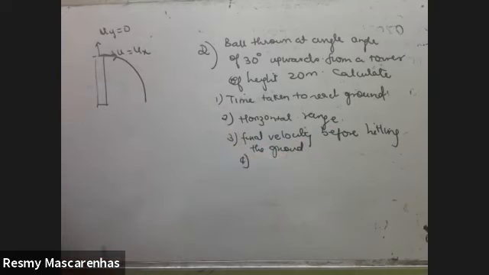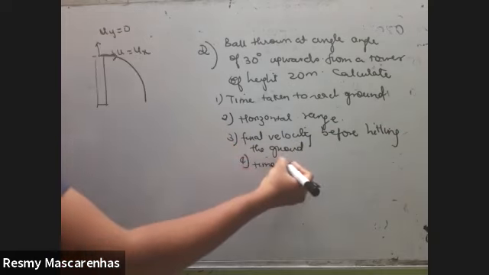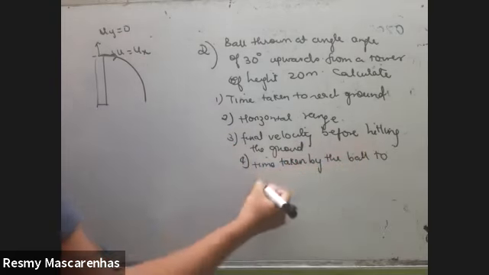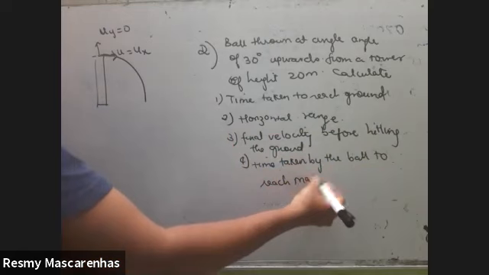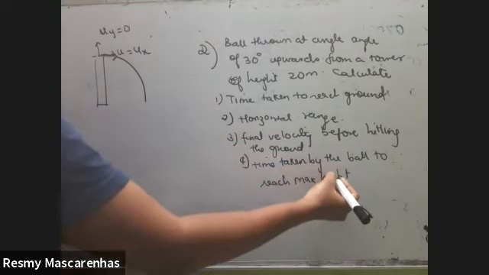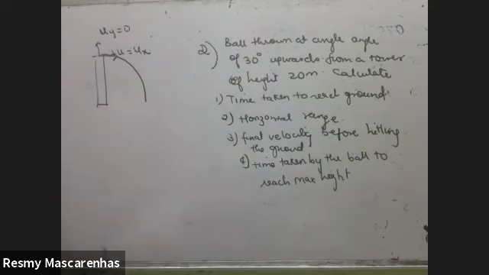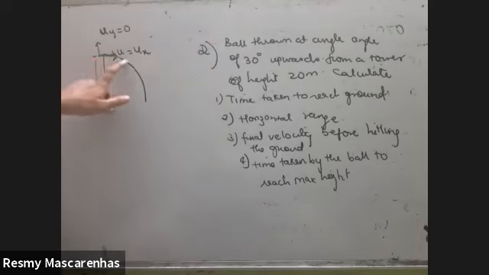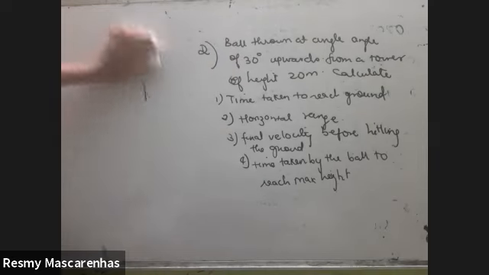The fourth one, time taken by the ball to reach maximum height. This is the question. If there's no angle mentioned, then you have to take it straight and then it comes down. But now this is thrown upwards. So the diagram will slightly change.